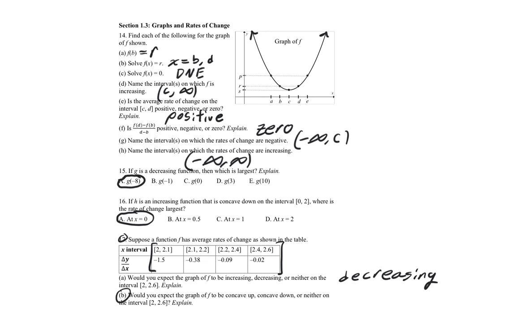Part B asks, would you expect the graph of f to be concave up, concave down, or neither on the interval 2 to 2.6? Well, we can see that our average rates of change are negative, but they're actually increasing. Therefore, we'd expect our function to be concave up.